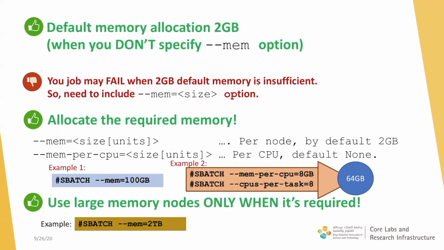In case you are looking for large memory nodes, feel free to use them. For example, if I'm running SOAP de novo applications or a memory intensive workload, I can choose 1 TB memory or 2 TB memory as well from the Ibex cluster.